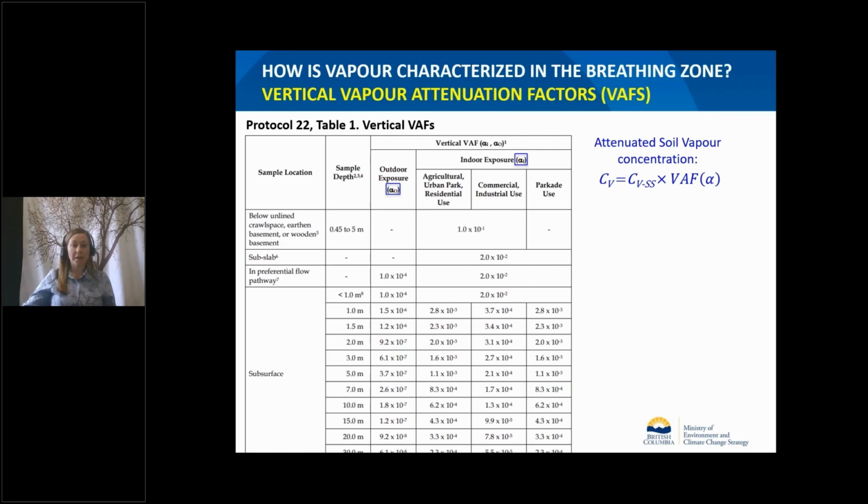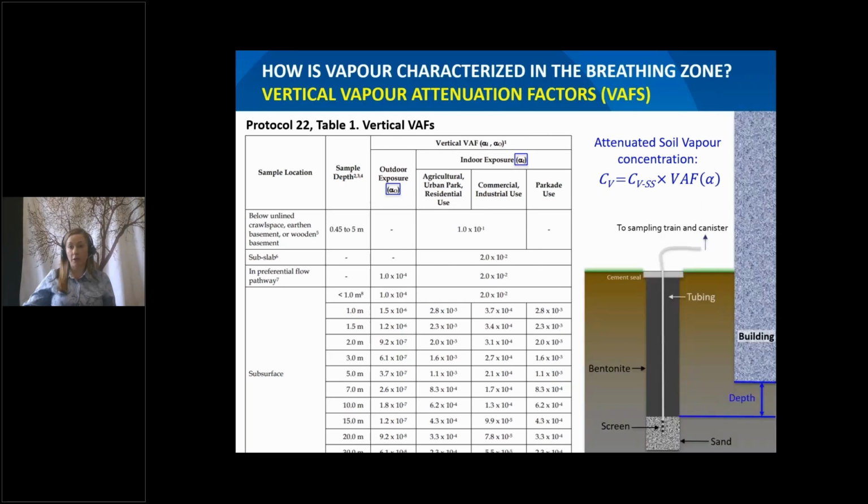These VAFs are specific to indoor or outdoor exposure and are based on where the sample was collected and from what depth. As shown in the figure here, the sample depth referred to in this table is based on the vertical distance from the bottom of the bentonite seal to the bottom of the existing or proposed building foundation, or ground surface for outdoor exposure. And if the sample was collected between two depth increments, the shallowest depth is used.